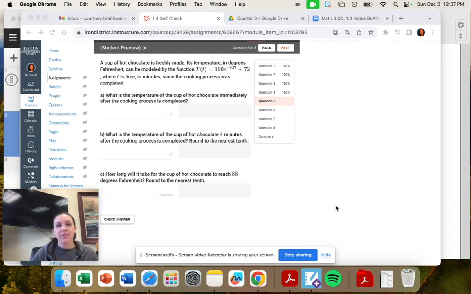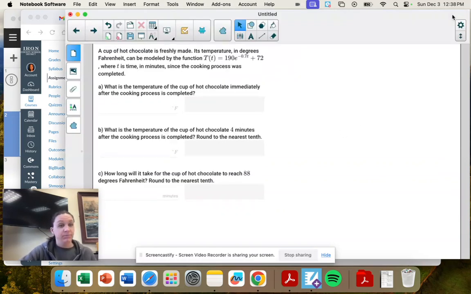Question 5, a cup of hot chocolate is freshly made. Its temperature in degrees Fahrenheit can be modeled by this function. So T of t equals 190 e to the power of negative 0.7 t plus 72. t is the time in minutes. And we have some questions here. What is the temperature of the cup of hot chocolate immediately after the cooking process is completed? What's the temperature after 4 minutes? And then how long will it take to reach 88 degrees?